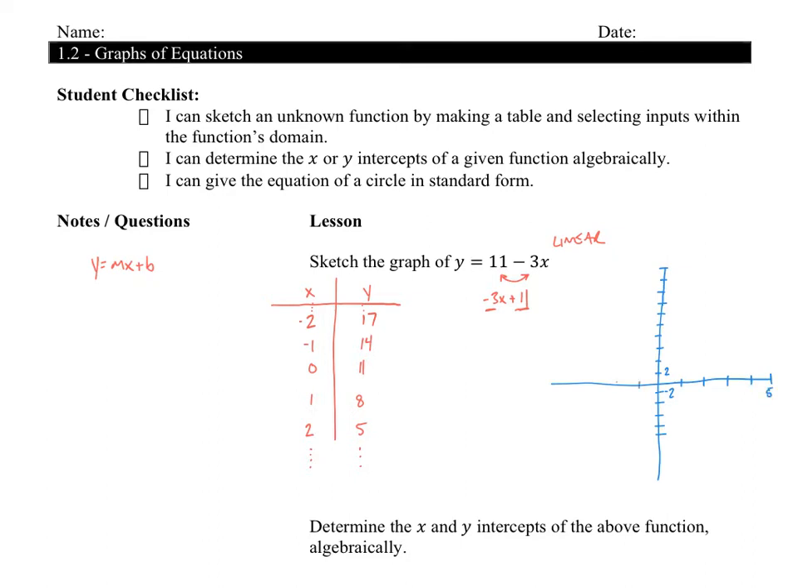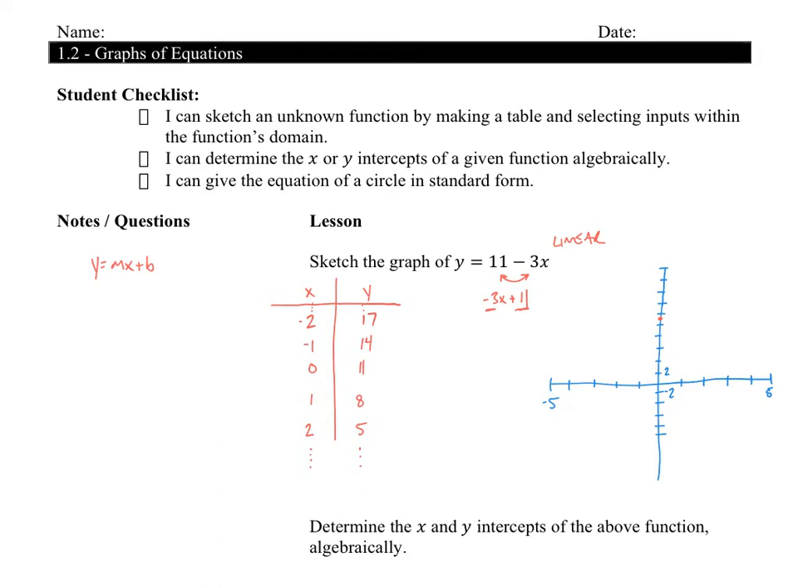And negative 1, negative 2, negative 3, negative 4, negative 5. This does not have to be perfect. We're just sketching. All right, so let's start plotting this function. We've got a bunch of points here. We've got 0, 11, which is at 2, 4, 6, 8, 10 right here. All right, so that's the point 0, 11.